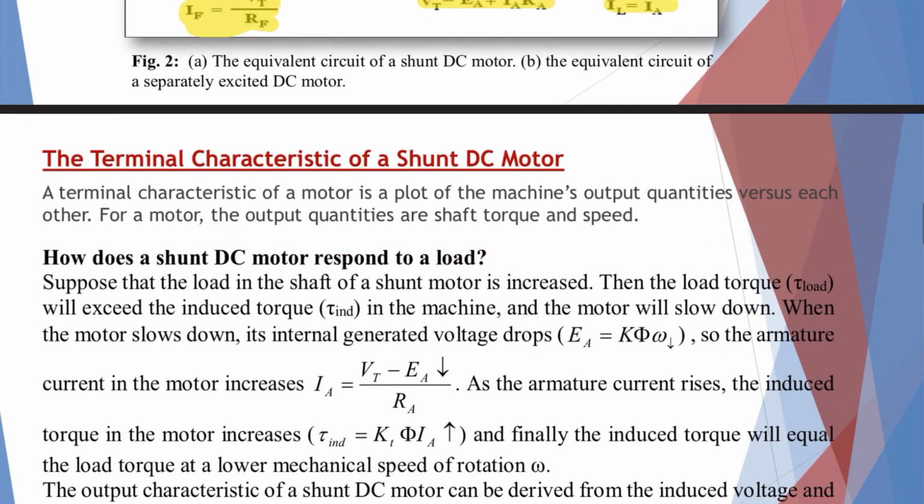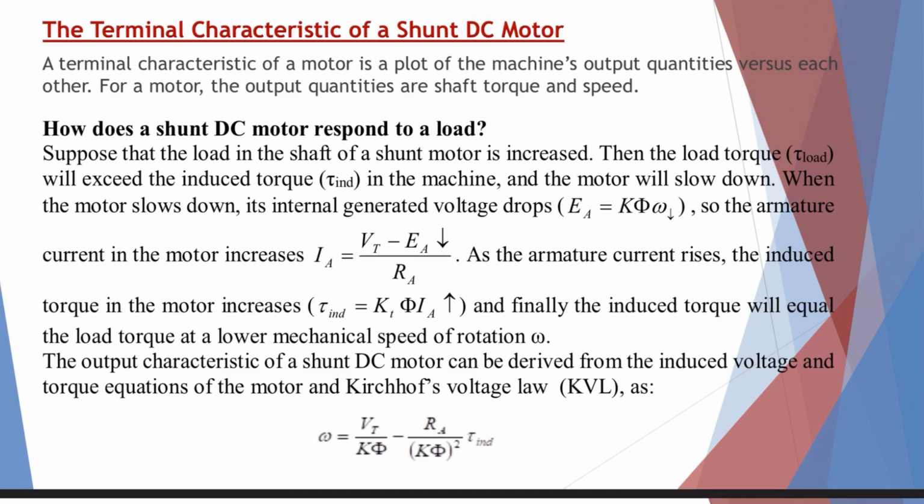Okay, let's move to the terminal characteristics of a shunt DC motor. The terminal characteristic of a motor is a plot of the machine's output quantities versus each other. For a motor, the output quantities are shaft torque and speed. Okay, guys, shaft torque and speed.